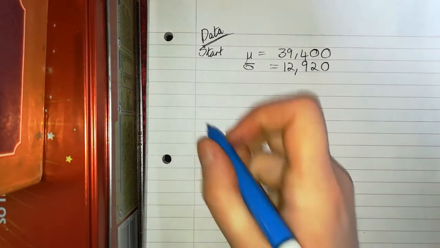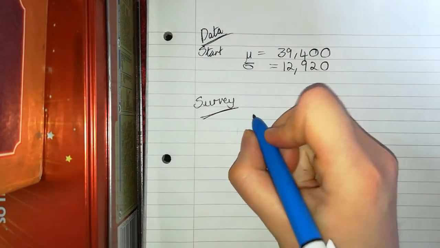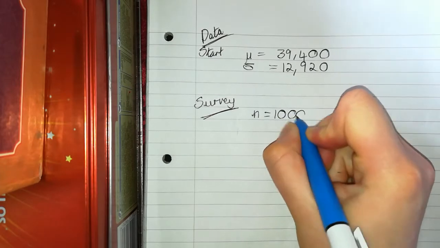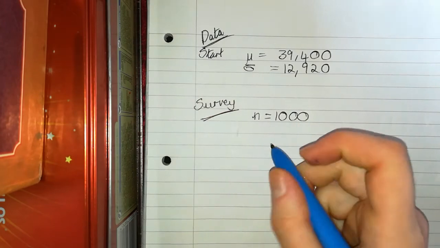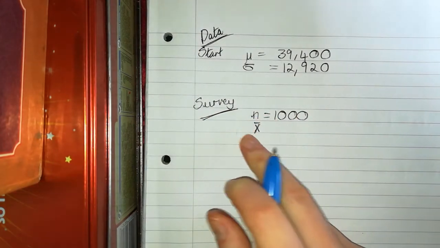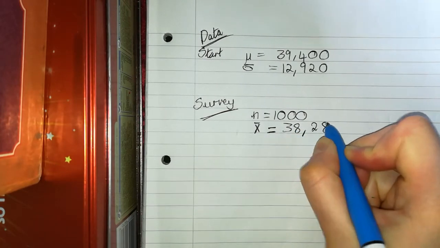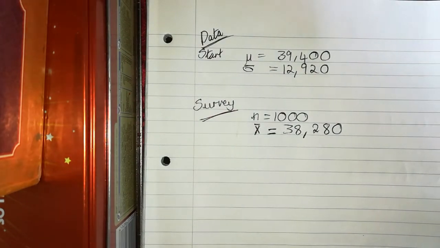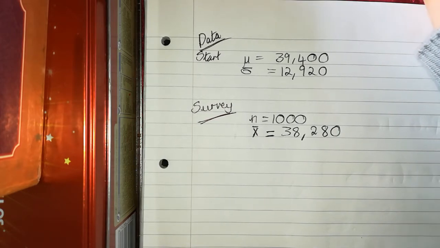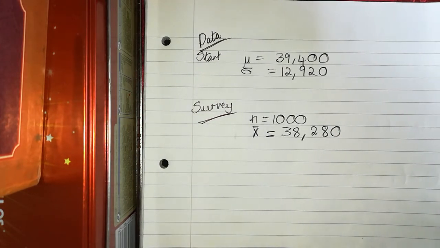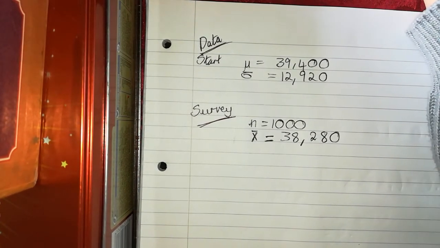And then it says we have a survey. So n, the number of people surveyed, is equal to 1,000, and the mean from our survey was 38,280. I want to test the hypothesis at the 5% level of significance that the mean annual income of full-time workers has changed.